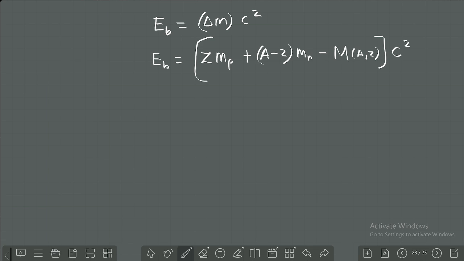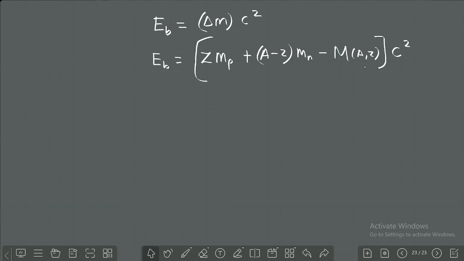So the binding energy expression is delta M into C square, or Z M_P, where Z is the number of protons or atomic number, into mass of proton, plus (A minus Z), the number of neutrons, into mass of neutron, minus M_Z, the mass of the nucleus, into C square. Mass of proton, neutron and mass of nucleus will be given in the question. You need to understand that and do the rest of the calculation to find binding energy. Very easy calculation. First remember the formula correctly.